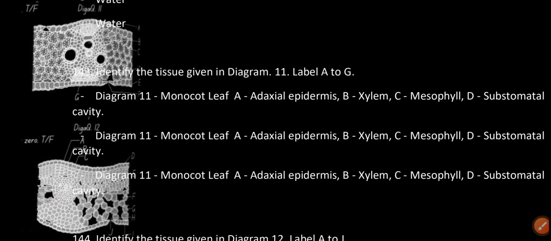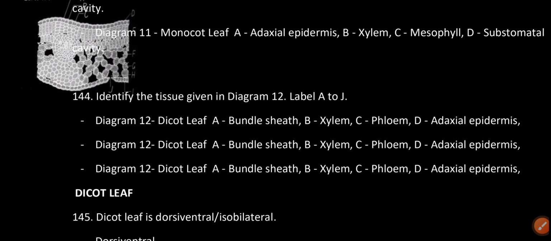Identify the tissue given in diagram 12. Label A to J. Diagram 12 is dicot leaf. A, bundle sheath. B, xylem. C, phloem. D, adaxial epidermis.